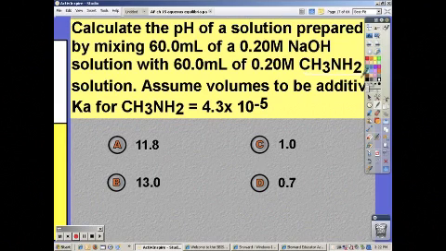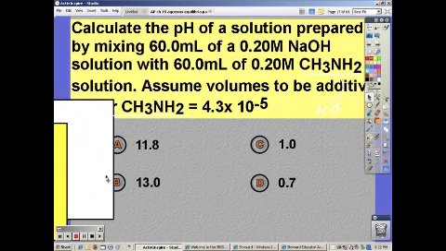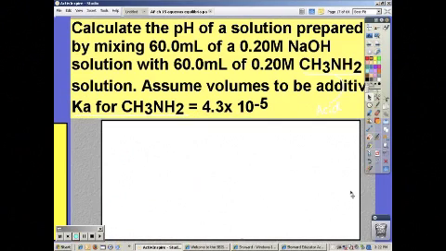Alright, so first thing you need to do is figure out what you have. We have CH3NH2, which is an acid, because they gave us a Ka for it, and then we have NaOH, which is a strong base. So the first thing they're going to do is react, because we have an acid and a strong base. If you have something strong and its opposite, they're going to react.